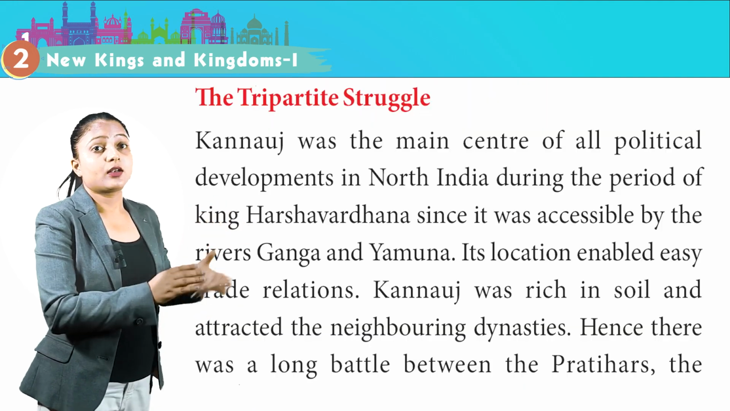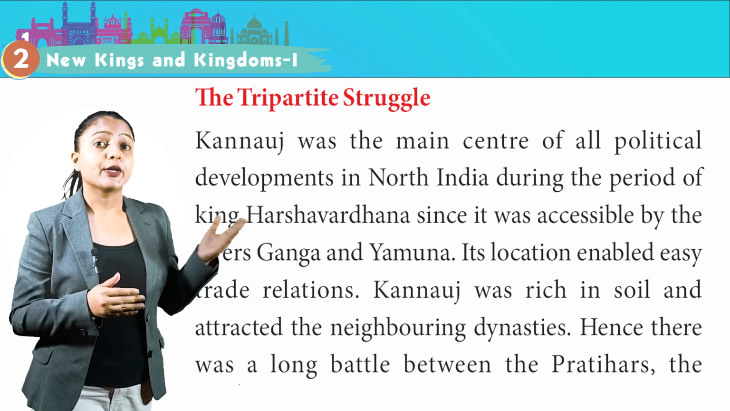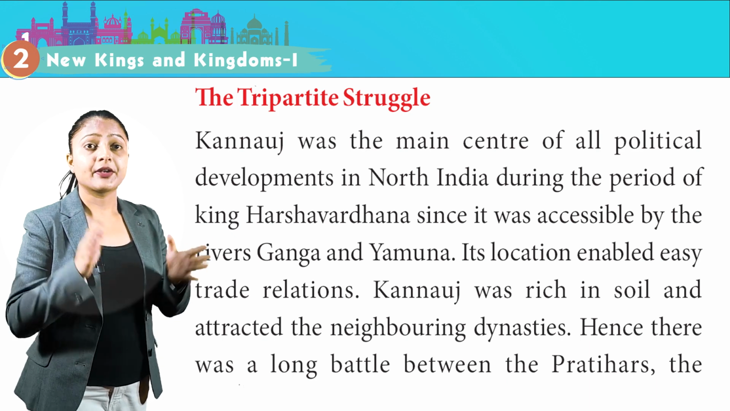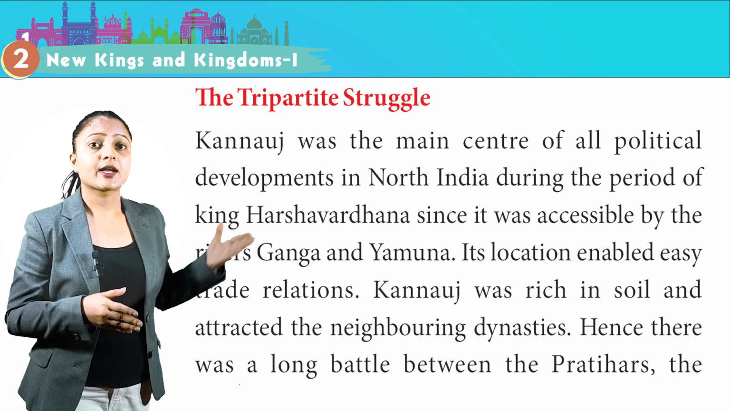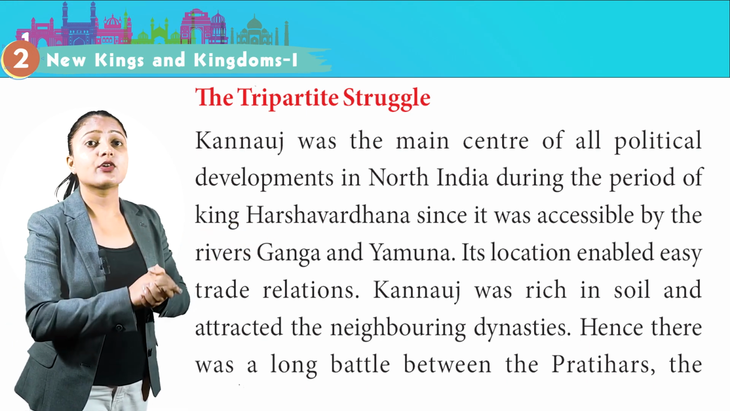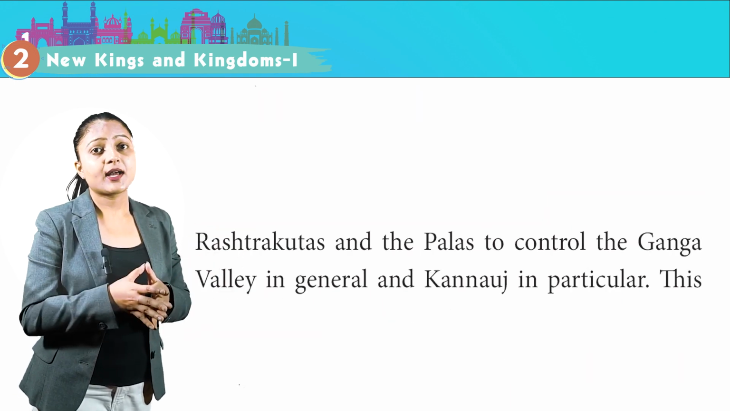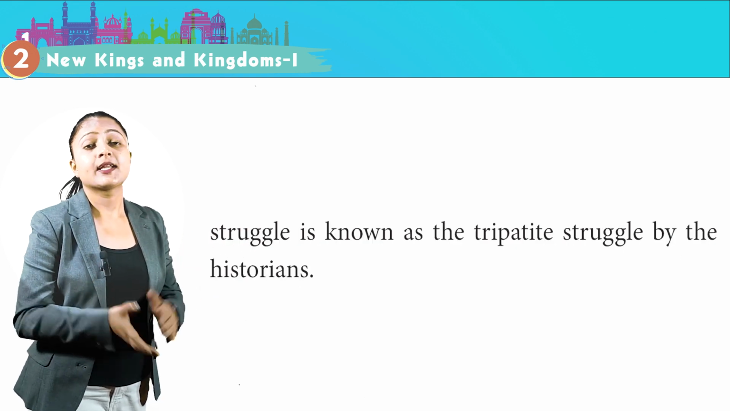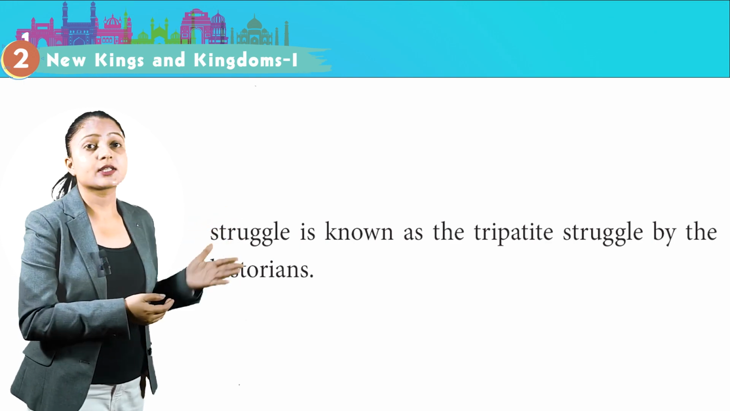The tripartite struggle. Kannauj was the main center of all political developments in North India. During the period of King Harshvardhana, since it was accessible by the rivers Ganga and Yamuna, its location enabled easy trade relations. Kannauj was rich in soil and attracted the neighboring dynasties. Hence, there was a long battle between the Pratiharas, the Rashtrakutas, and the Palas to control the Ganga Valley in general and Kannauj in particular. This struggle is known as the tripartite struggle by the historians.